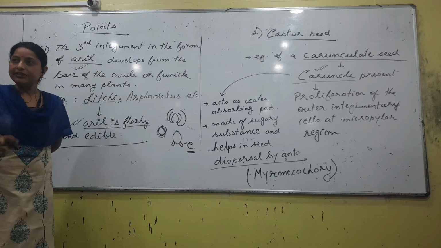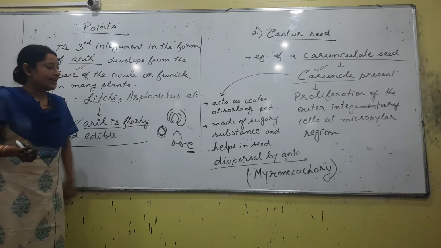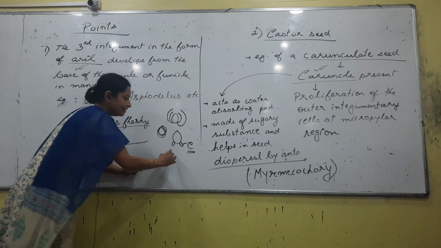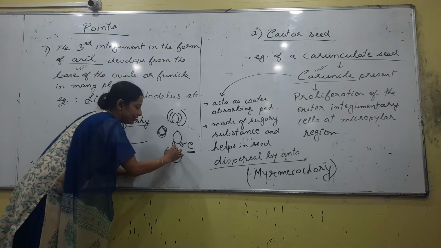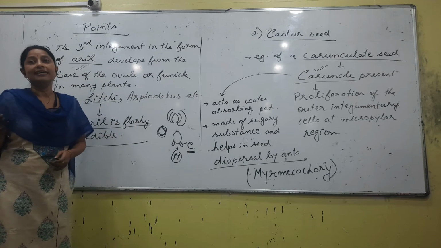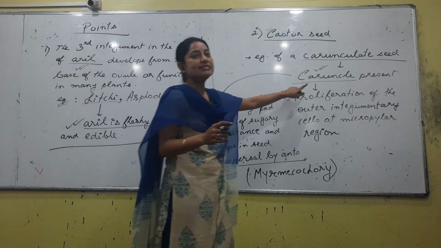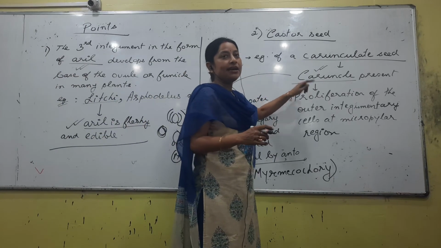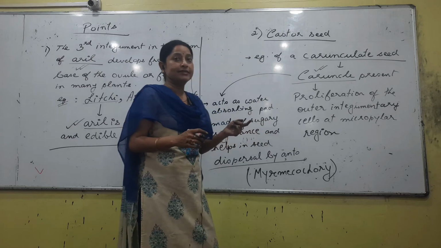After fertilization, the ovule converts itself into a seed. In the seed, just in the micropylar area, you see certain outgrowths coming out from the seed, and that outgrowth is called as Caruncle. What is Caruncle? Outgrowth of the outer integument.